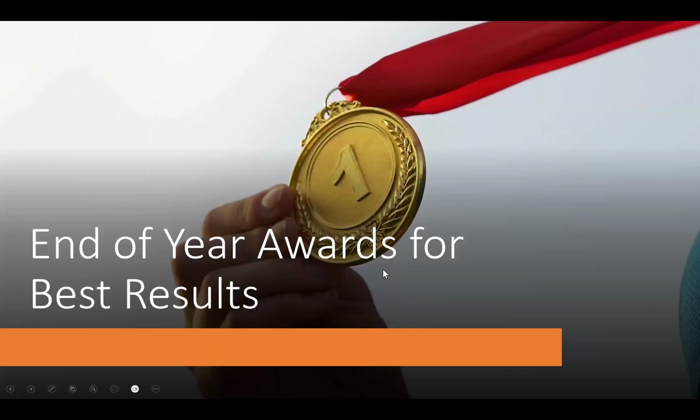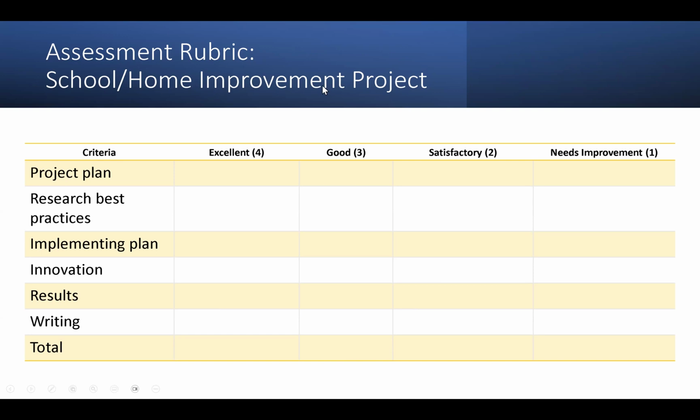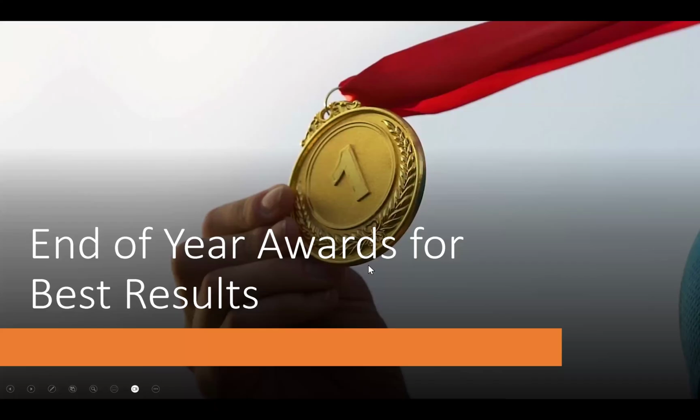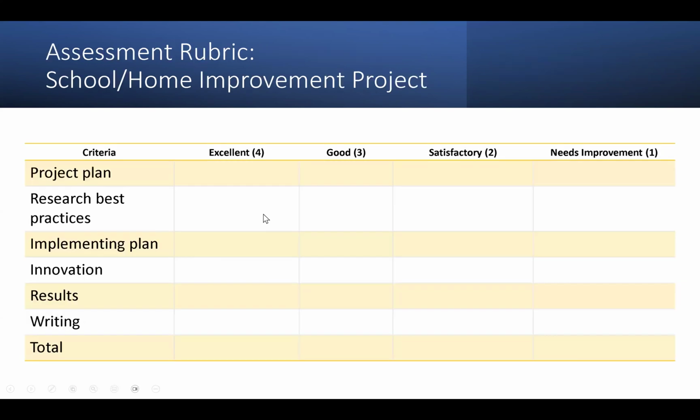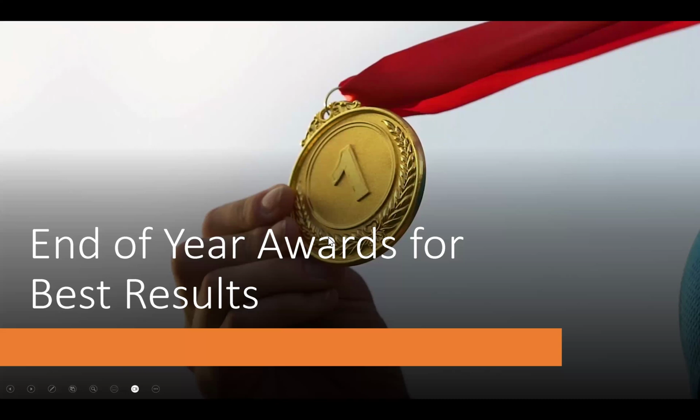And then you can also, if they are doing a home improvement project, or you could do a school improvement project. I've seen that done, and it's really good. Based upon that, at the end of the year, they've implemented their plan. They've said something like we're not going to leave lights on anymore, and they keep track of that. They've looked at what it was on day one, and then they look at it again at the end of the year, and whoever has the best results you can give them an award.